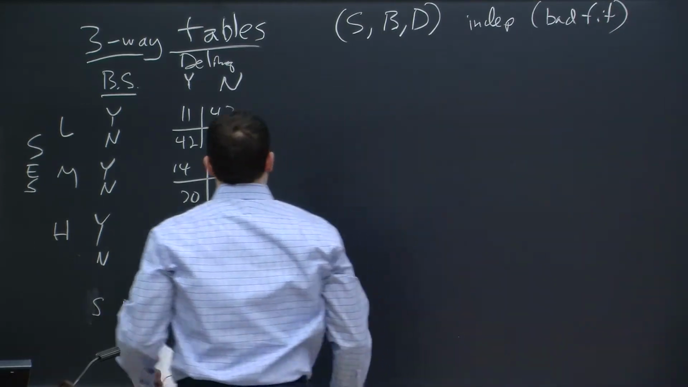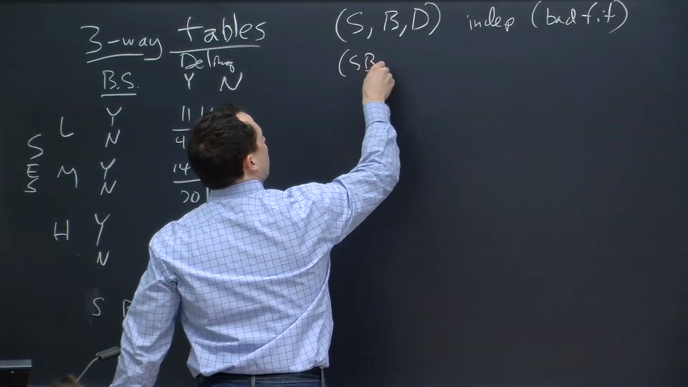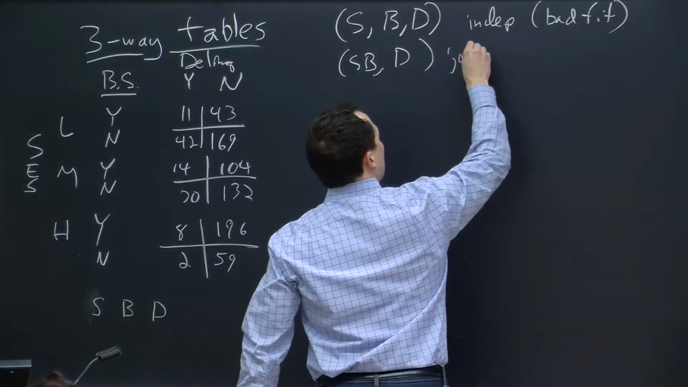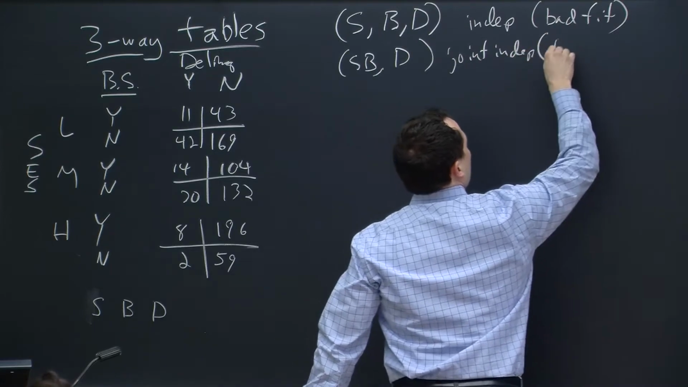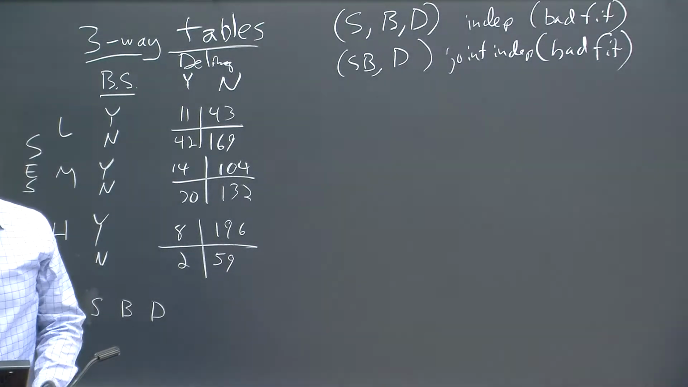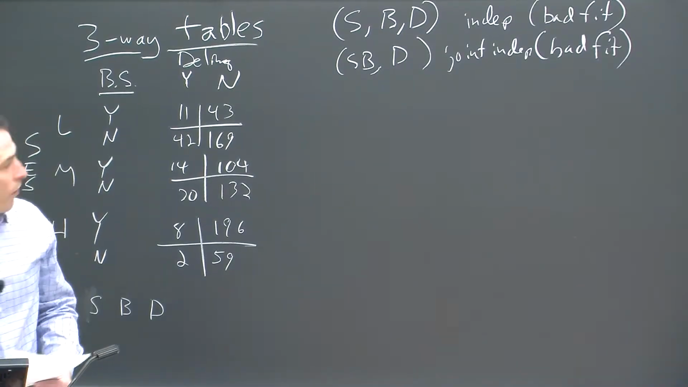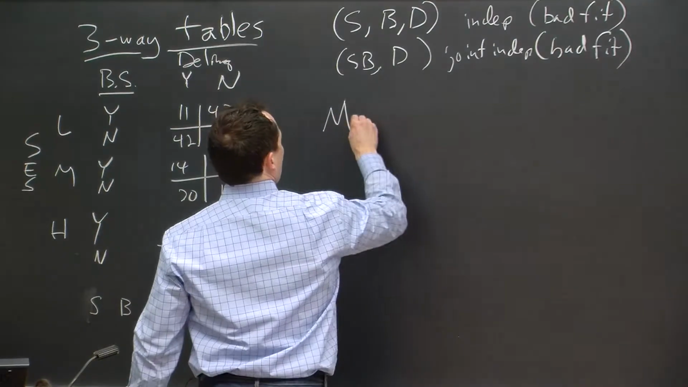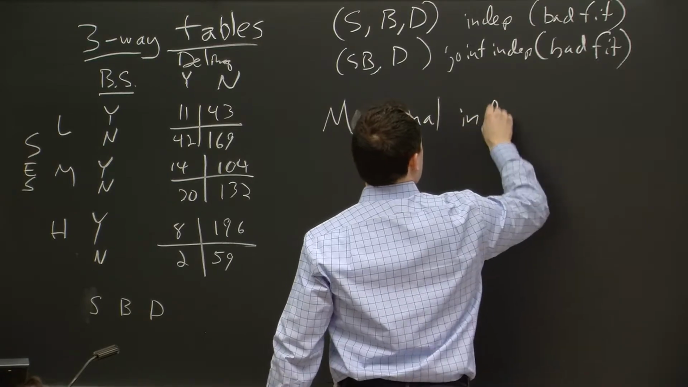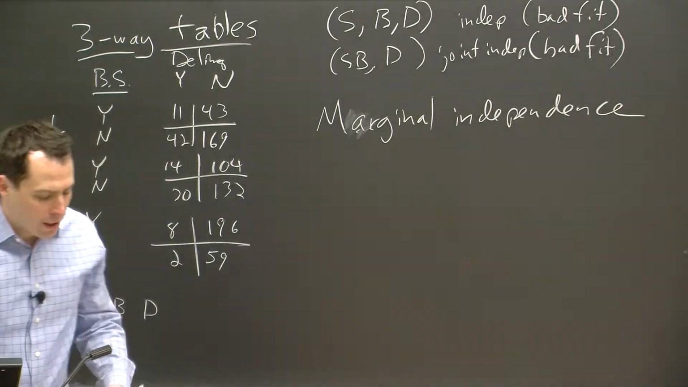And then we looked at the joint independence model, which I think was SB is related, but independent of D. And that was also a bad fit. And so we're going to continue considering models to try to find one that is a good fit. So the next one to look at is what's called marginal independence. And in the second, we'll talk about conditional independence.